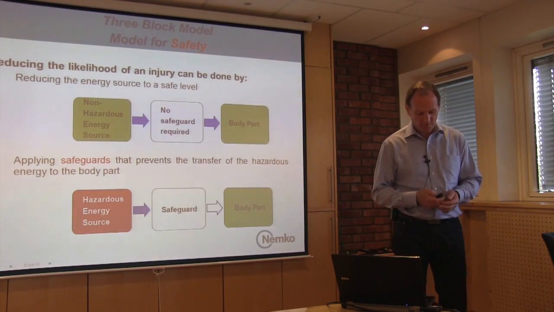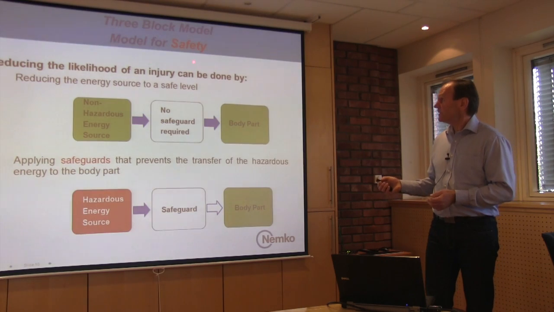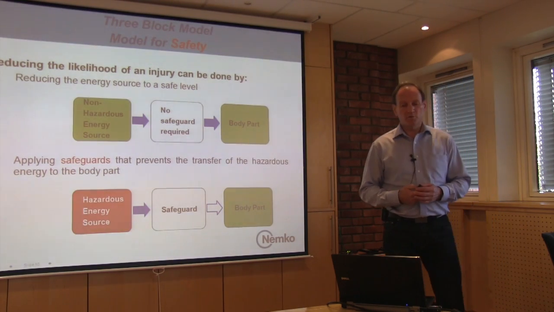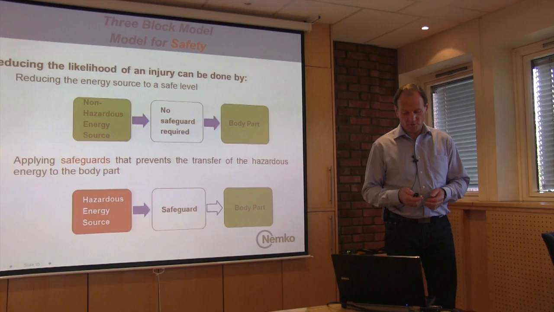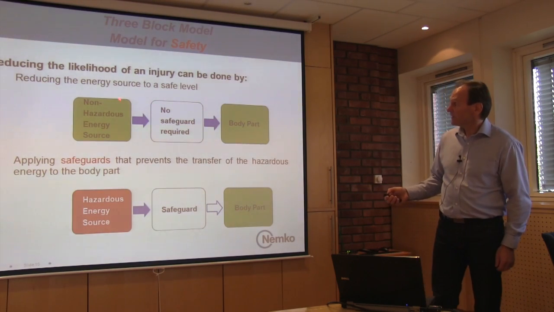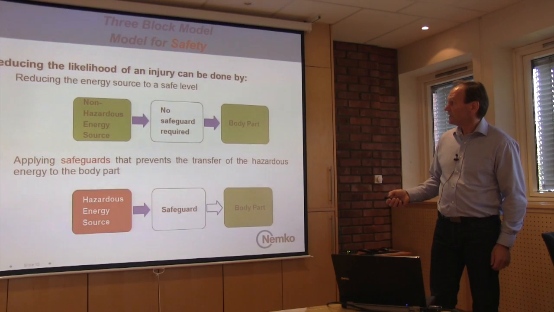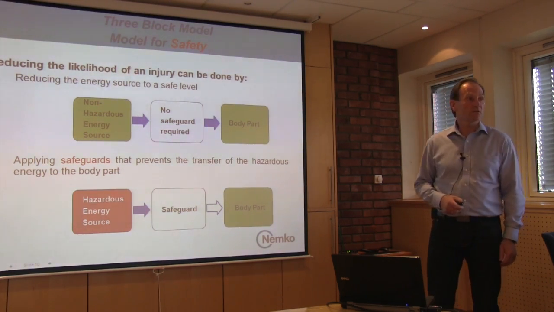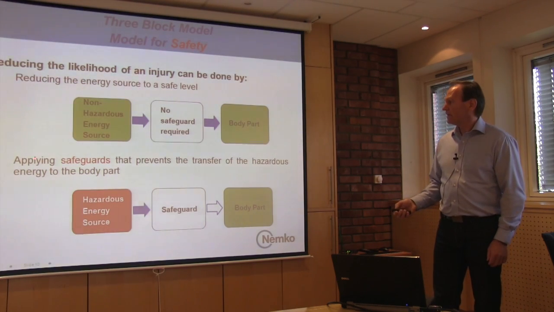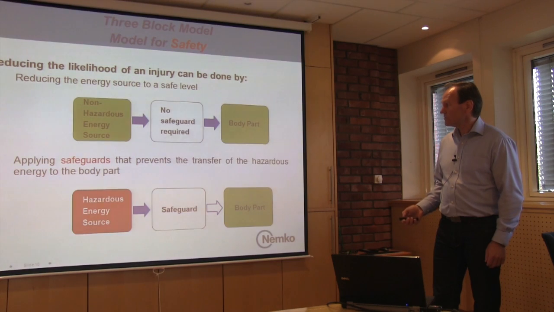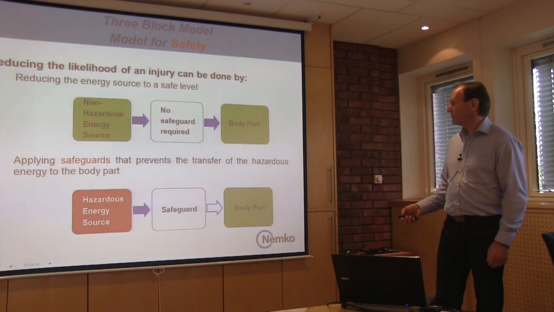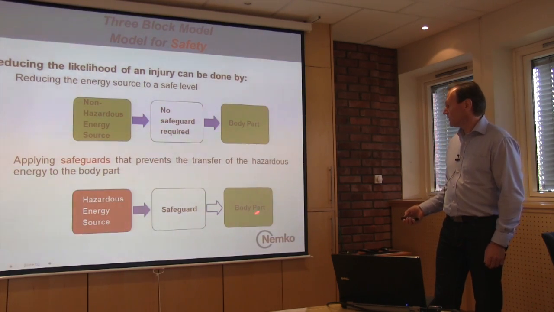So then we have the 3-block model for safety. Reducing the likelihood of an injury can be done by having a non-hazardous energy source, and there is no safeguard, of course, and the body part can touch the non-hazardous energy source directly. And if you have a hazardous energy source, you need a safeguard to prevent the transfer of hazardous energy to the body part.